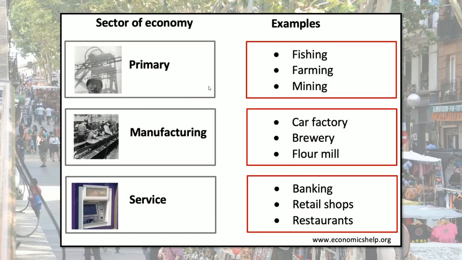And here you have some examples: the primary sector, fishing, farming, mining; the manufacturing or secondary sector, a car factory, a brewery where beer is made, a flour mill; and finally services such as banking, retail shops, or restaurants. They all provide services. They are all activities.